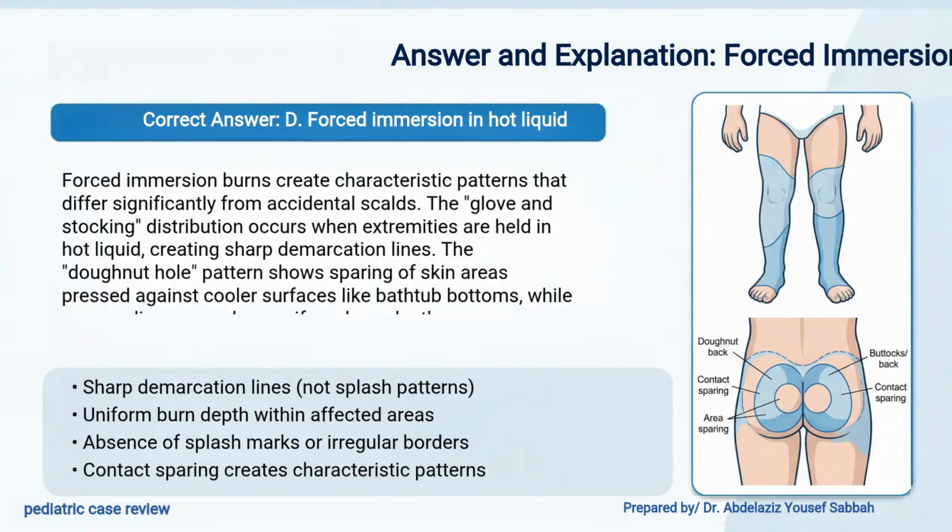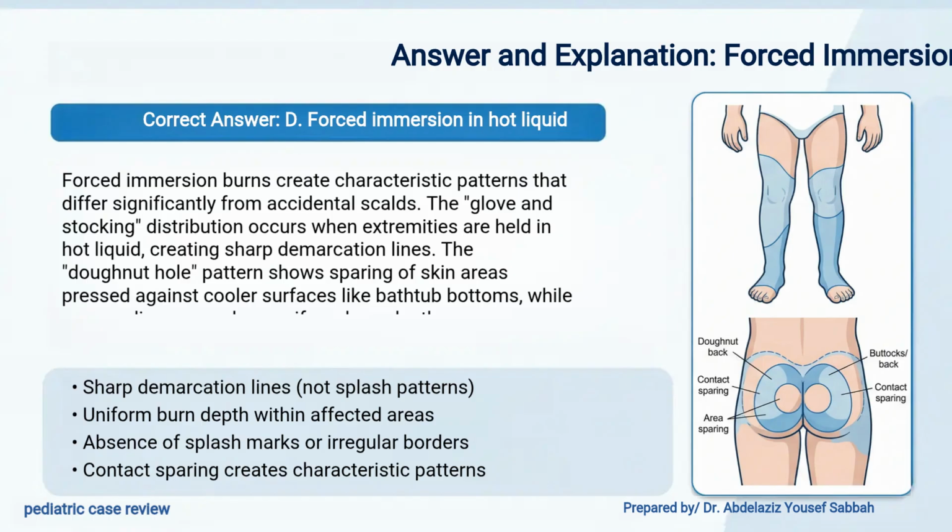Forced immersion burns create characteristic patterns that differ significantly from accidental scalds. Three patterns are highly specific for non-accidental immersion burns. The first is the glove and stocking distribution, which occurs when extremities are forcibly held in hot liquid, creating sharp demarcation lines at the level of immersion.